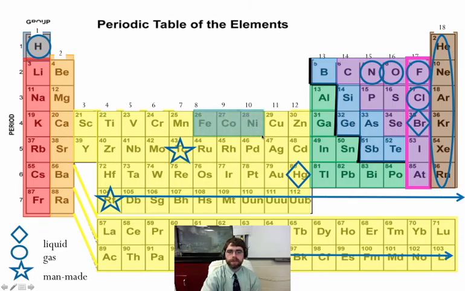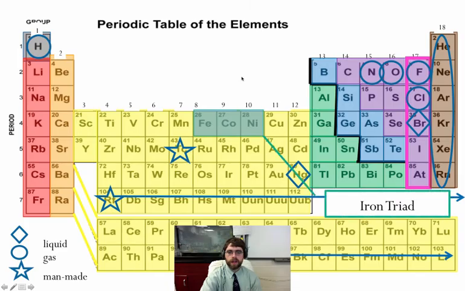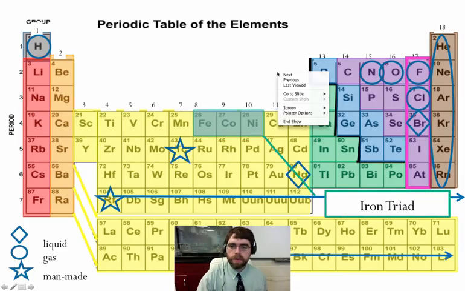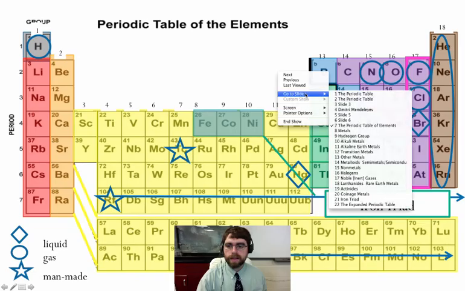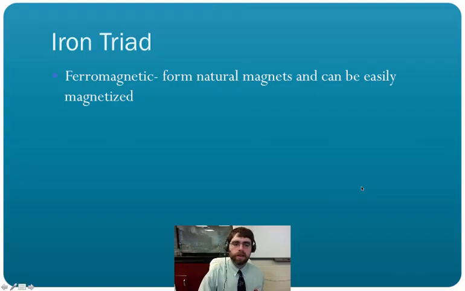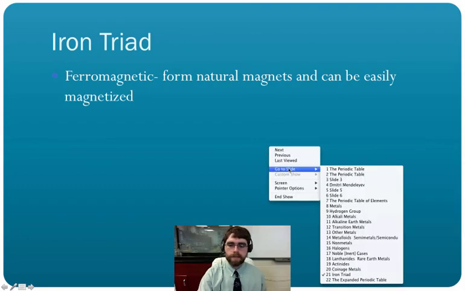Also, there's a group of 3 here, iron, cobalt, and nickel. That group is known as the iron triad. We do have one thing to jot down about the iron triad. They are ferromagnetic, which means they form natural magnets and can be easily magnetized. Only those 3. Also, you could add in neodymium and a couple of the rare earth metals down in the bottom 2 rows. They make great magnets, but the iron triad is just those three, and they're really the only three that naturally can be magnetized.